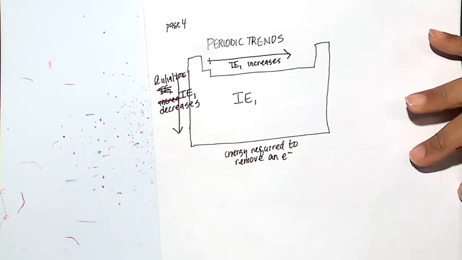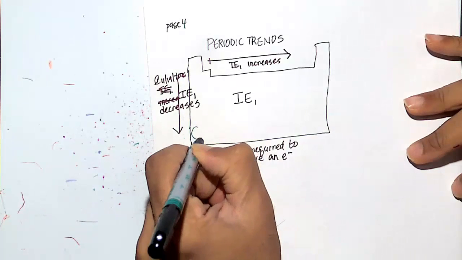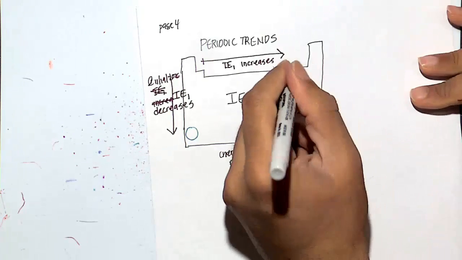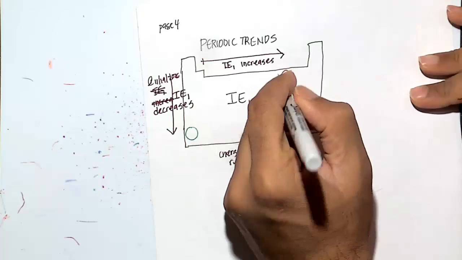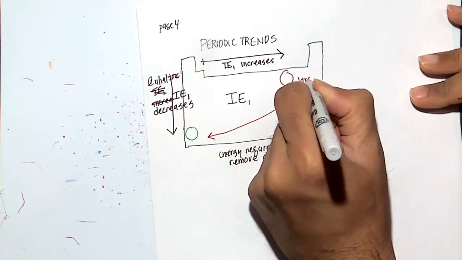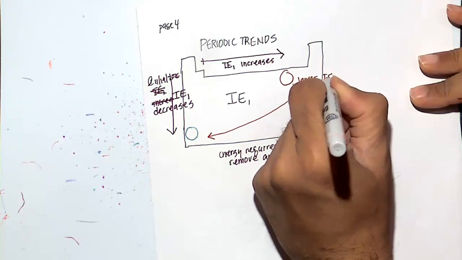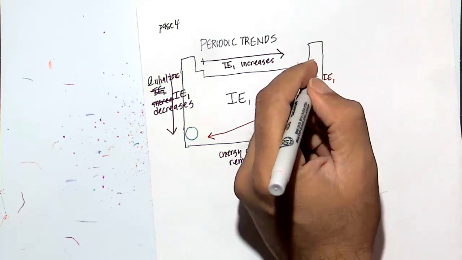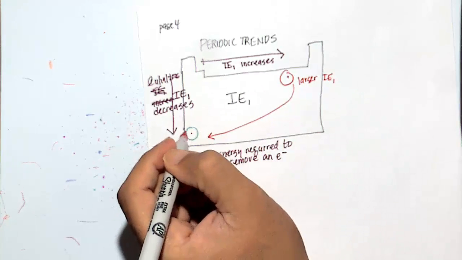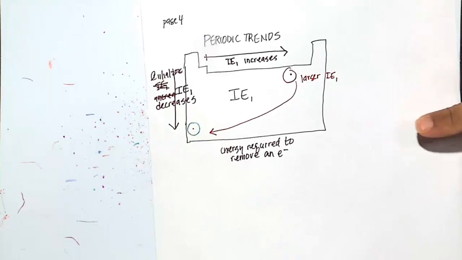So if you have an element over here versus an element over here, this will have a larger IE1, ionization energy. It takes a lot more energy to get an electron out of this one as opposed to this one. So that's one trend.